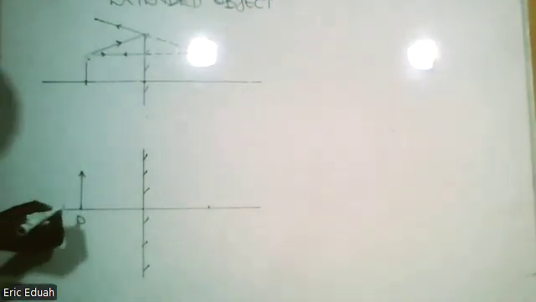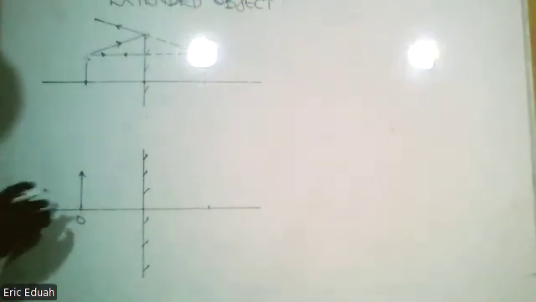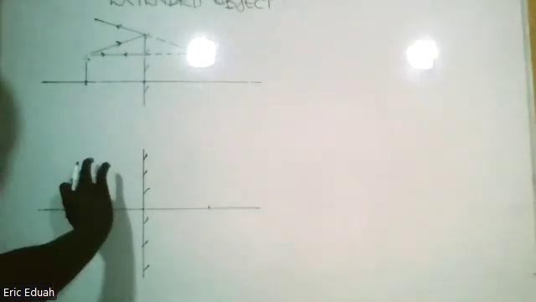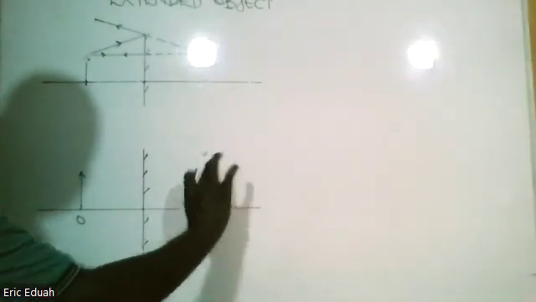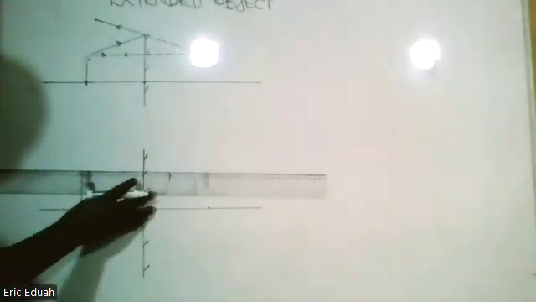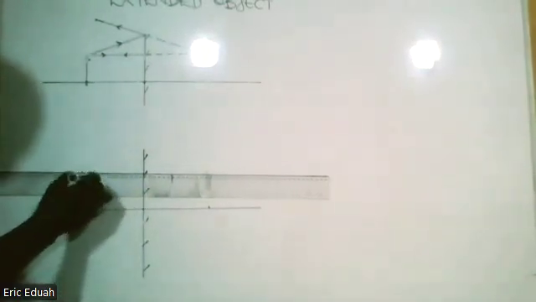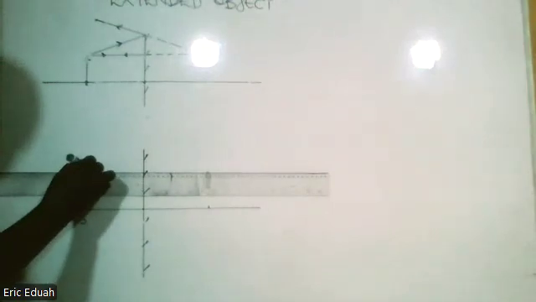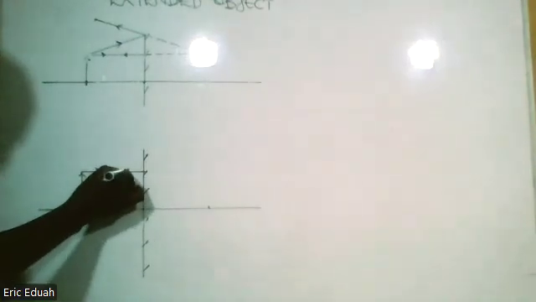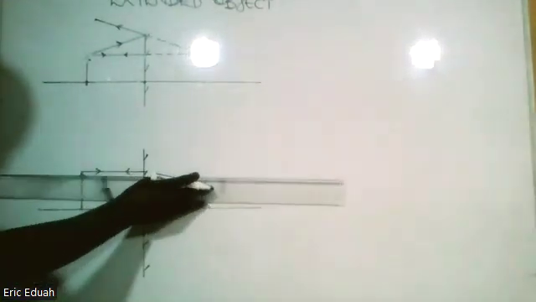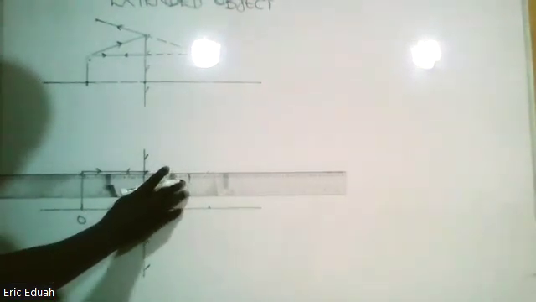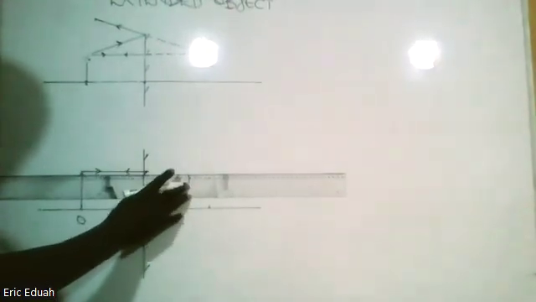Then object height must be equal to image height. So if this is X height, I must also have X height. You need to measure. Then you use the rule: a ray of light perpendicular to the mirror would reflect along the same path. Since the image formed will be virtual, you indicate this ray at the other end behind the mirror using a broken line.